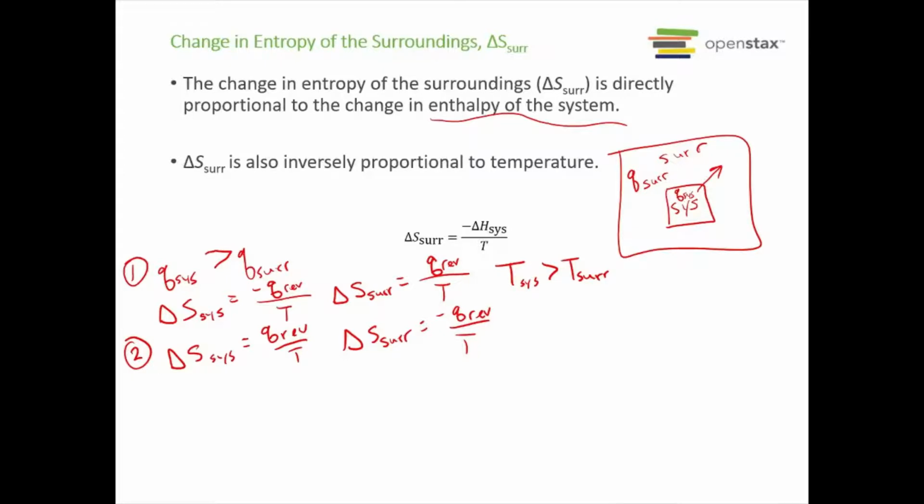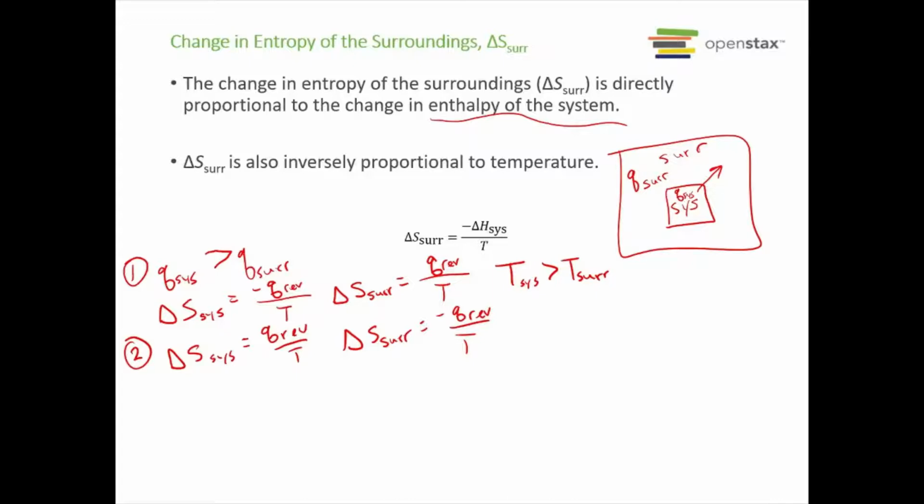Because of that, the system is gaining heat and the surroundings are losing heat. The surroundings are going to have a greater magnitude of change in entropy. But because of the sign of that negative Q, since it's losing that heat, overall the entropy of the surroundings is decreasing, making the entropy of the universe decrease.